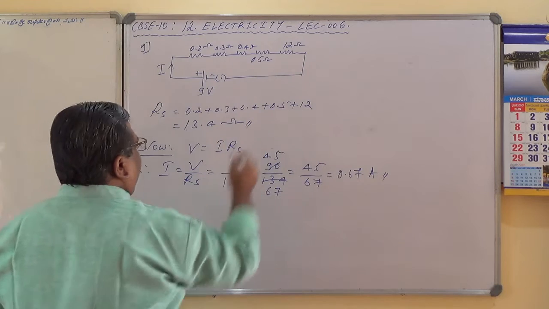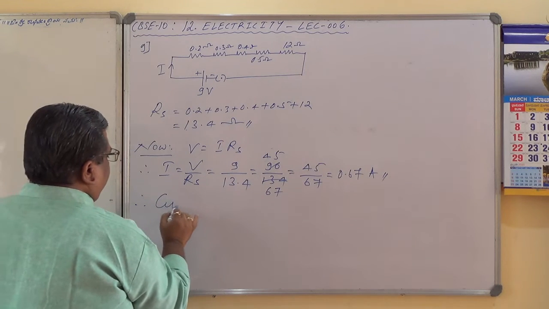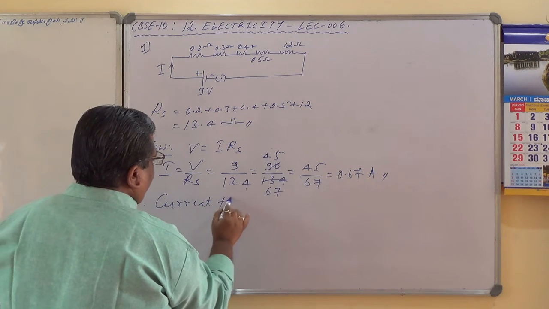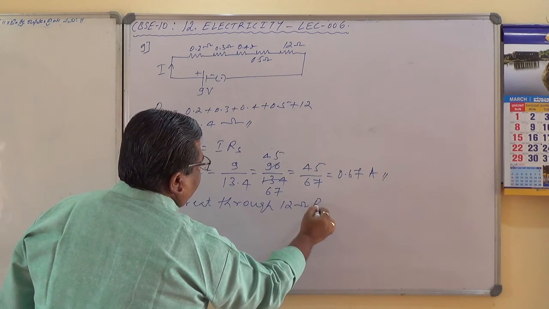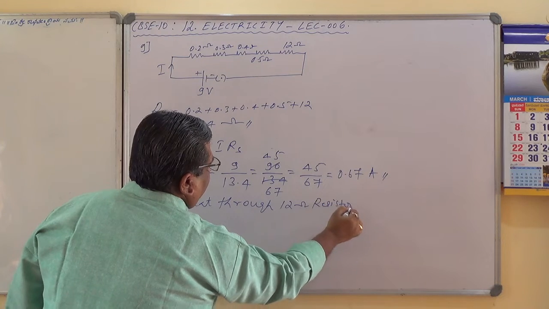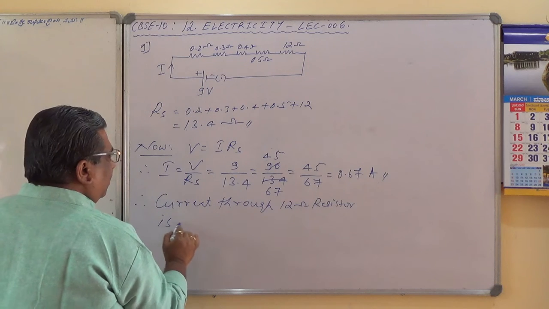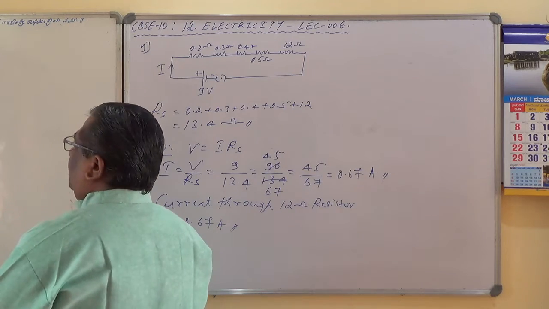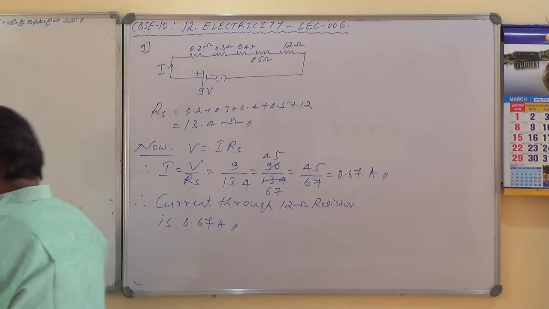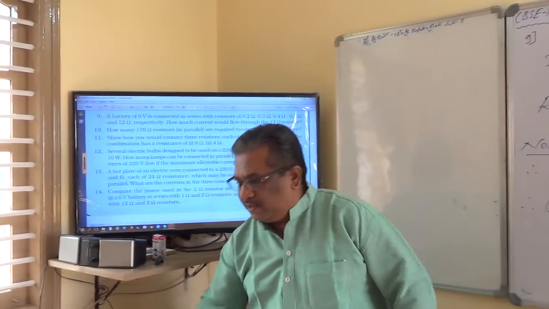So the current through 12 ohm resistor is 0.67 amps. This is the answer. Can we go to the next question, which is important?